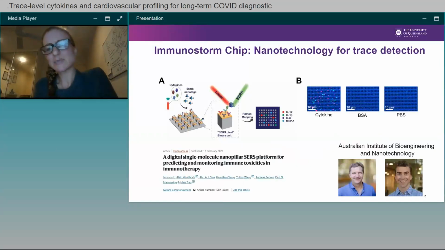So we wanted to explore this a little bit further and see what if we could improve the technology that we were using to detect these cytokines. Would we start to see differences?